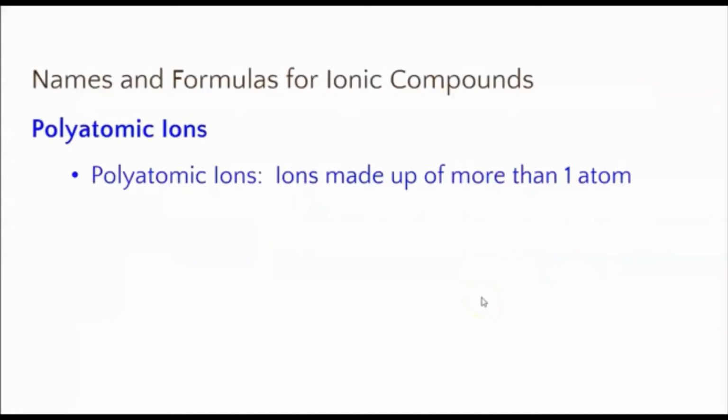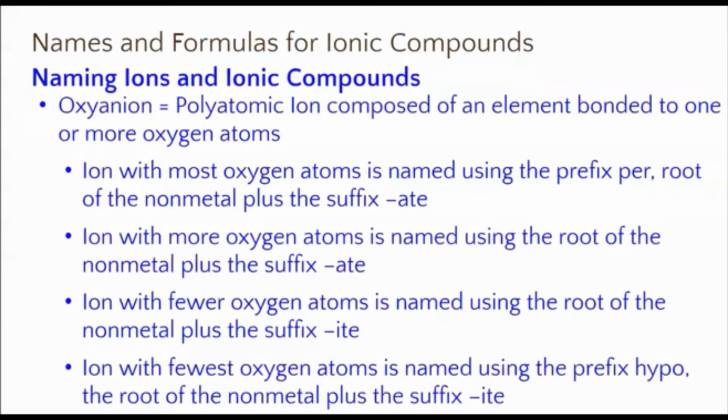So remember, a polyatomic ion is an ion that is made up of more than one atom. As poly means many, polyatomic means many atoms. We've looked at these before, with your bromates and perbromates and the chemistry to memorize. But another name for a lot of polyatomic ions, especially those that contain oxygen, is an oxyanion. An oxyanion is a polyatomic ion composed of an element bonded to one or more oxygen atoms.